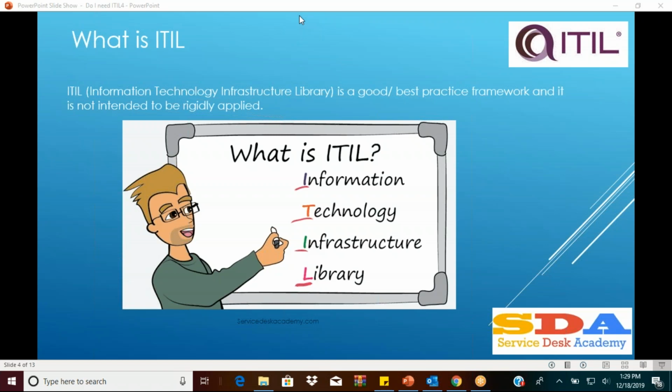But an ITIL best practice, or a best practice framework, doesn't have that kind of mandate. You can implement the practices that are needed. Okay, so that is the difference between a best practice framework and a standard. I hope I have made myself clear enough. So we will move on to the next slide.